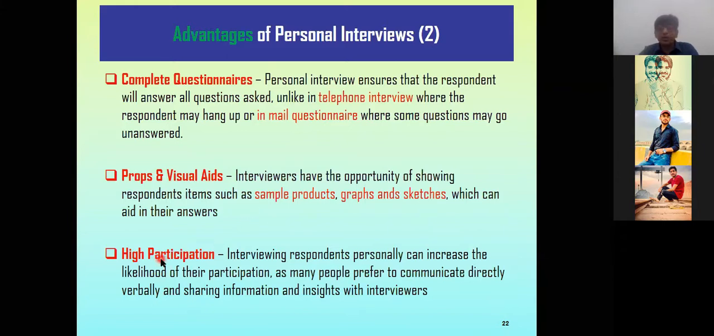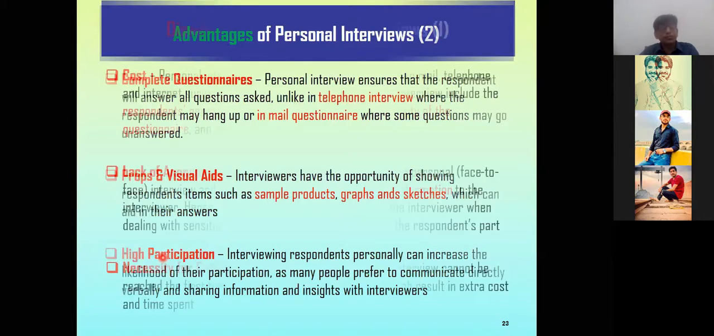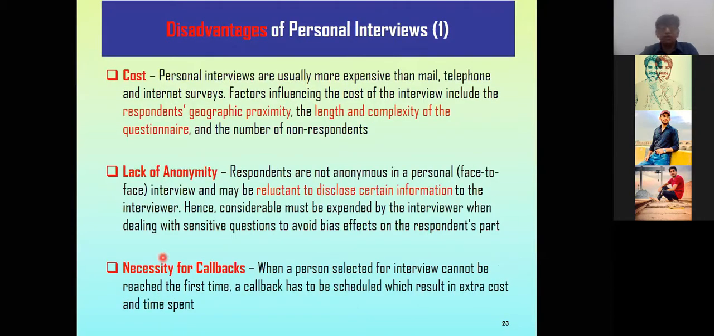And the participation normally remains very high because before coming to conduct the interview, you are getting the willingness of your respondent. If your interview is willing, then you can reach from this point of view, the response rate remains very high in the personal interview. And definitely it has certain disadvantages also. The major disadvantage is cost.